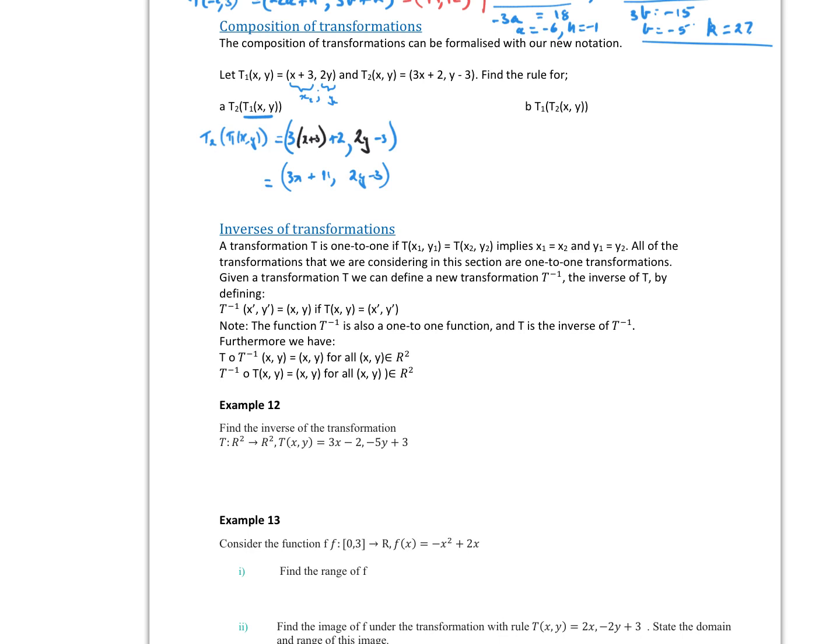Similarly, T2 into T1. So T1 of T2(x, y) will equal T1 where the x in this case is 3x plus 2, plus 3, and then I'm going to put y minus 3 into it, so I've got 2 times y, which is equal to y minus 3.